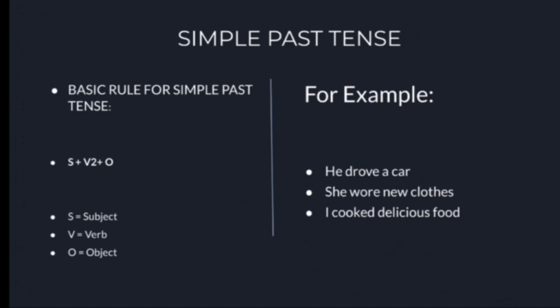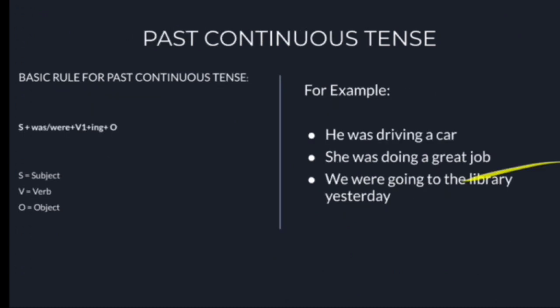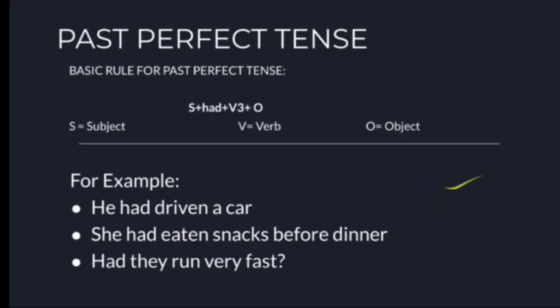Then we have simple past. The basic rule for simple past is subject plus V2 plus object. This is a very basic thing. And as I have told you before, now you must know the second forms of the verbs. So, for example, he drove a car, she wore new clothes, I cooked delicious food.